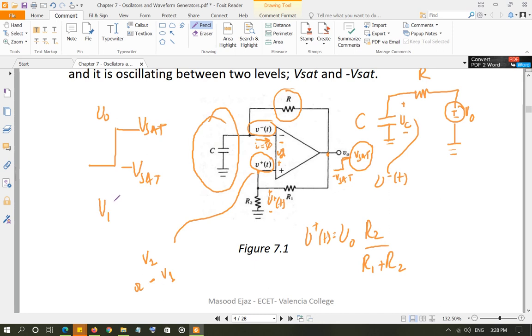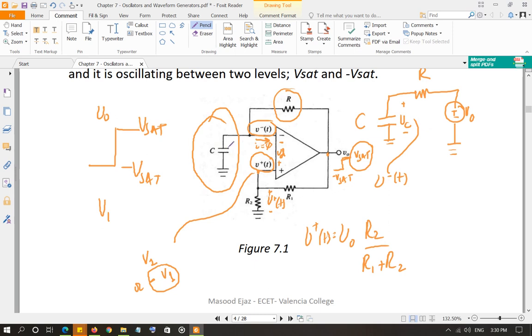what tiny bit is that? 64 microvolt, as you remember from the last chapter. So once it exceeds V1 by 64 microvolt, VD is going to become negative enough to change the output to negative Vsat. So it's going to go to negative Vsat. And as soon as it goes to negative Vsat, V1 is going to go to negative V1.